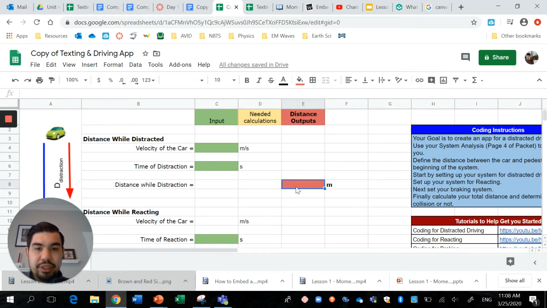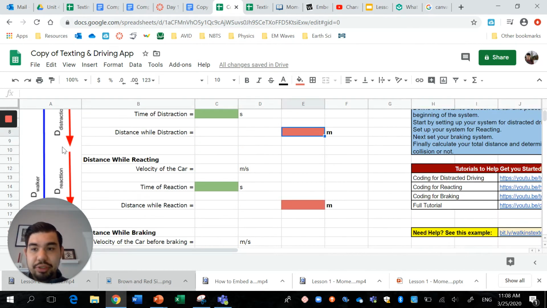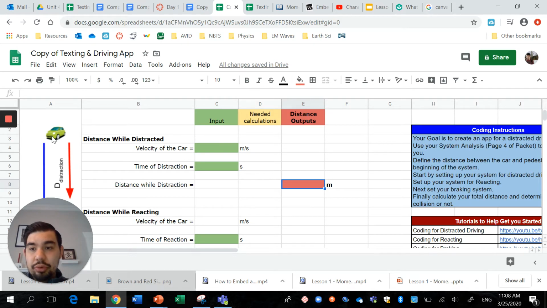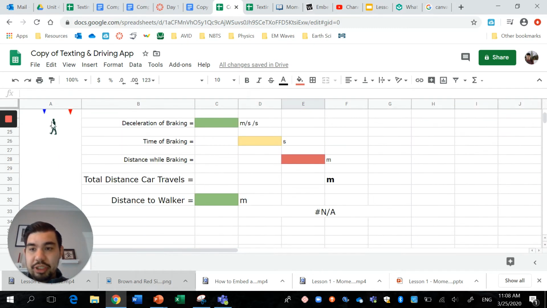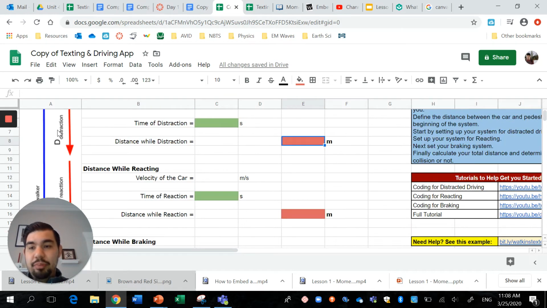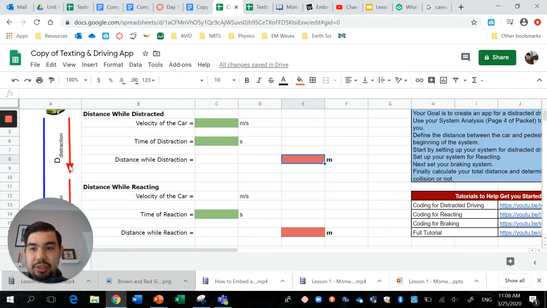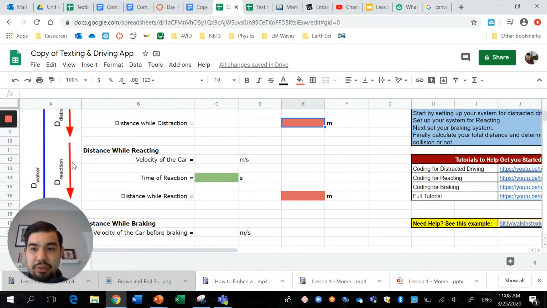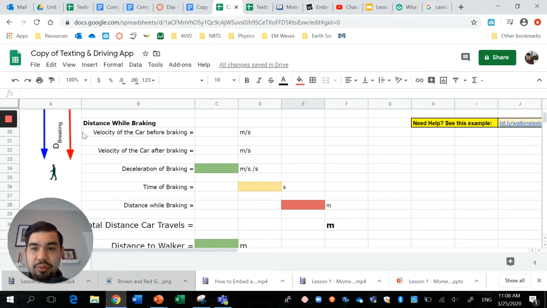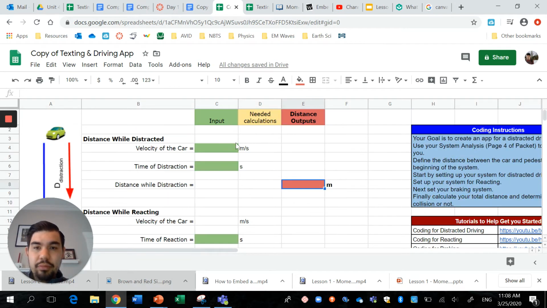Let's start with our first red cell. We want to find the distance while distracted, because we have our three stages. We have our total distance from car to pedestrian, and we can break that up into three stages: the distance while distracted, the distance while reacting, and the distance while braking. We're starting by figuring out how far the car moves while our driver's distracted.